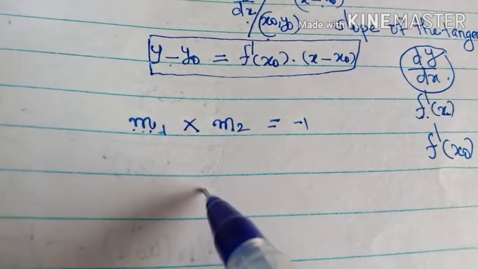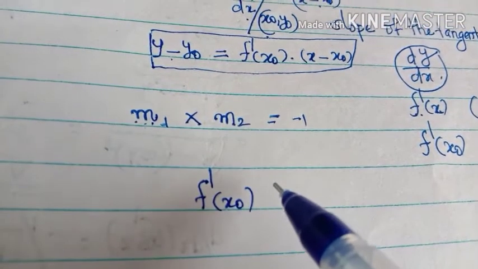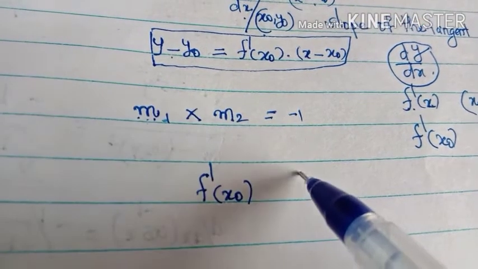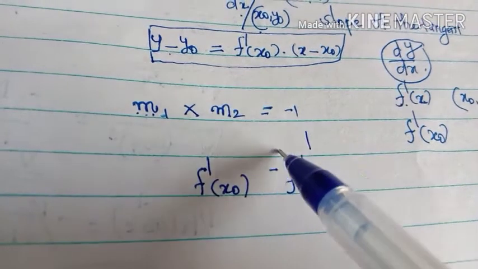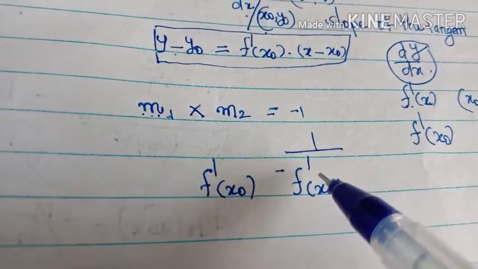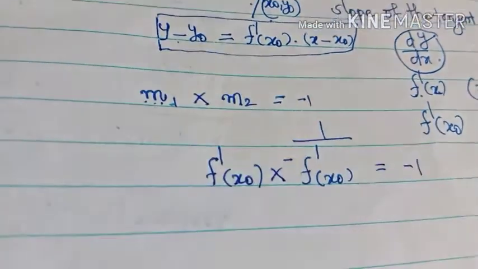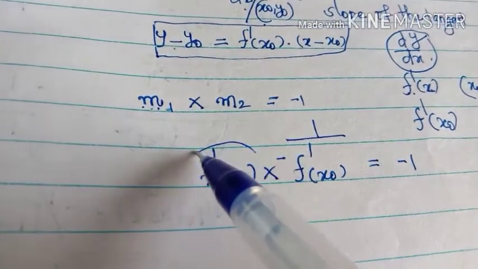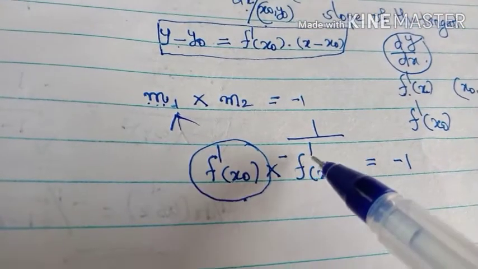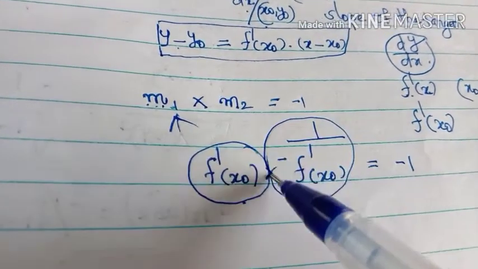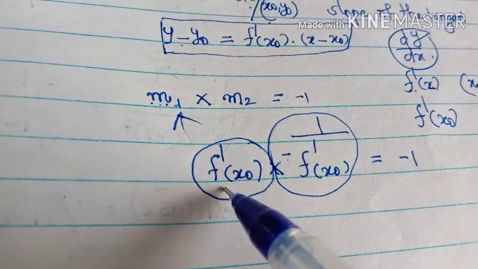What is slope of tangent? Slope of tangent is f dash of x naught. So what is slope of the normal? Minus 1 by f dash of x naught, because product of these two terms gives us minus 1. Slope of the tangent is f dash of x naught and slope of the normal is the negative of the reciprocal of f dash of x naught.